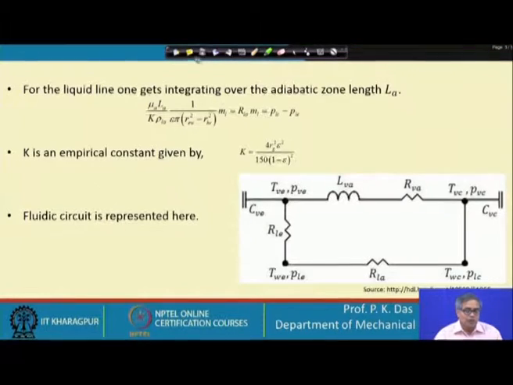So, now for the liquid line we have to get the equation, as we have got earlier for the other lines. Here we bring in some sort of a resistance K. K is an empirical constant. For the liquid line you have to see that it flows through the porous structure, so this is how we can bring it in. Then the fluidic circuit whatever we have got can be represented like this.